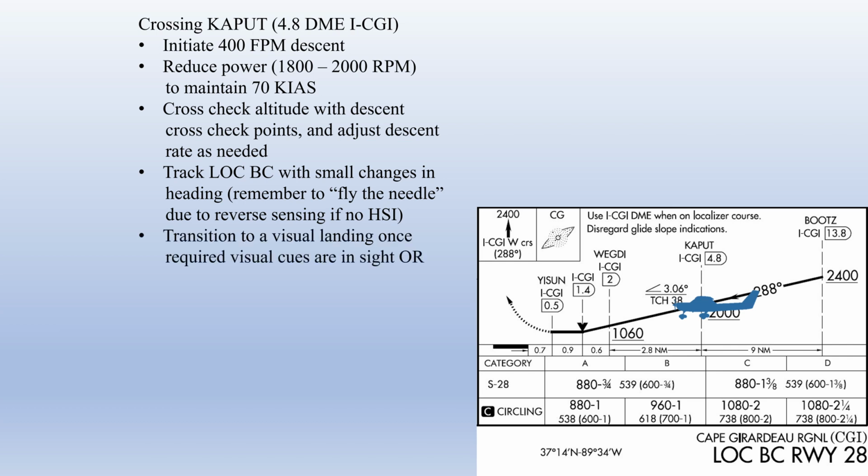Once we get down to our DDA, then we'll go ahead and transition to a visual landing once the required visual cues are in sight. Or if we don't get the visual cues in sight, we'll execute the missed approach when we reach the DDA or when we reach the missed approach point. In this case, it'll be when we reach the DDA or any point prior to that we feel the approach has become unsafe.